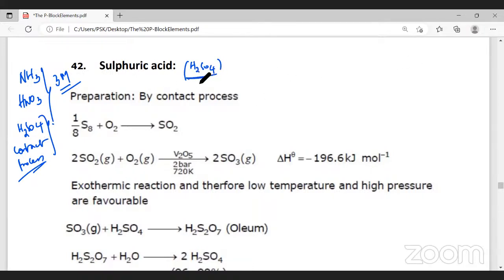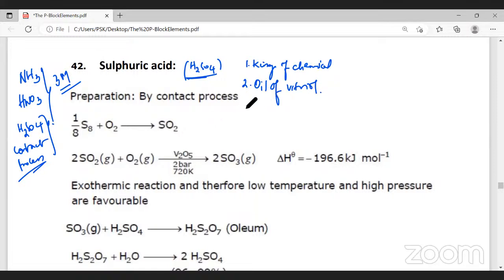Sulfuric acid is H2SO4. The sulfuric acid is called the king of chemicals. Second one, the sulfuric acid is also called oil of vitriol. Sulfuric acid is a liquid. You have seen in the laboratory concentrated sulfuric acid. It's in the form of an oil. If you would have observed very keenly, you will know that it is not like water. It does not freely flow. It's in the form of an oil.